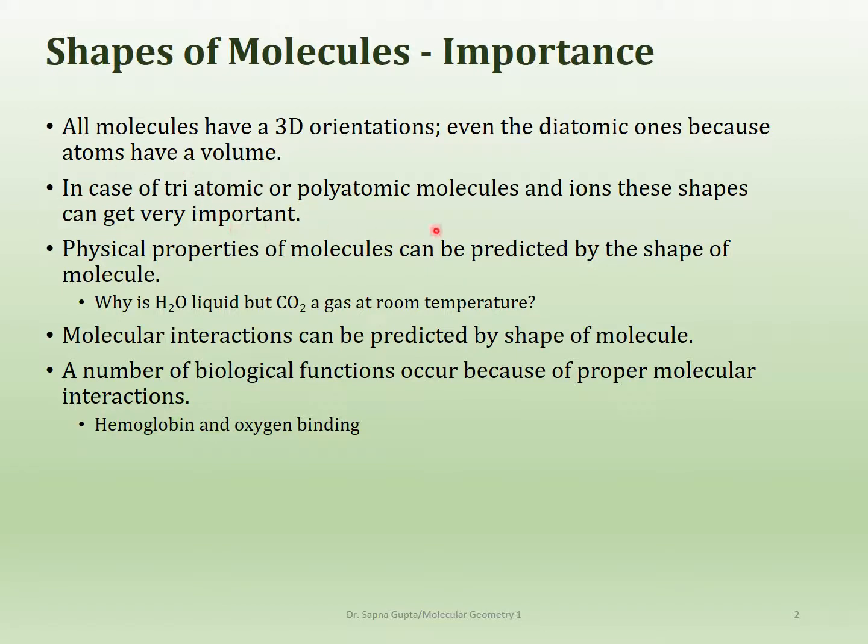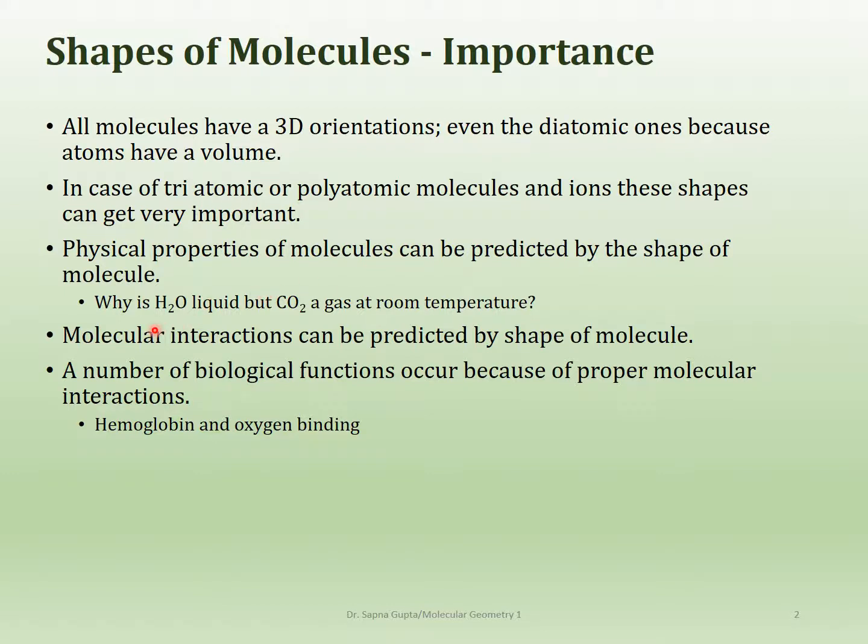When you start getting into larger molecules like triatomic and polyatomic molecules and ions, then the shapes become really important, okay? Because then you can have various different kinds of shapes according to the number of electrons that any molecule has. So it becomes important. And why is it important? Because you can predict properties of molecules by the shape of a molecule.